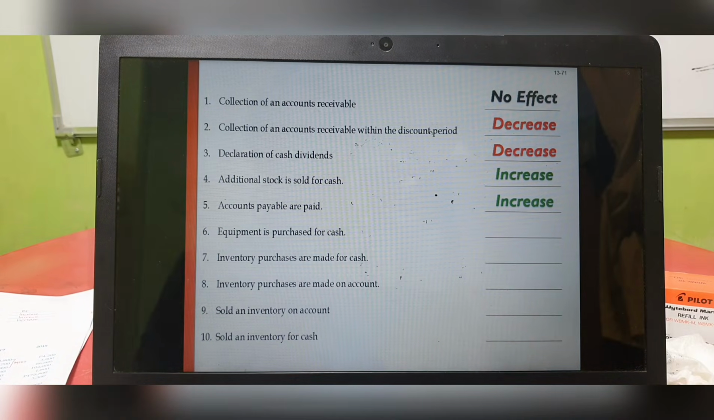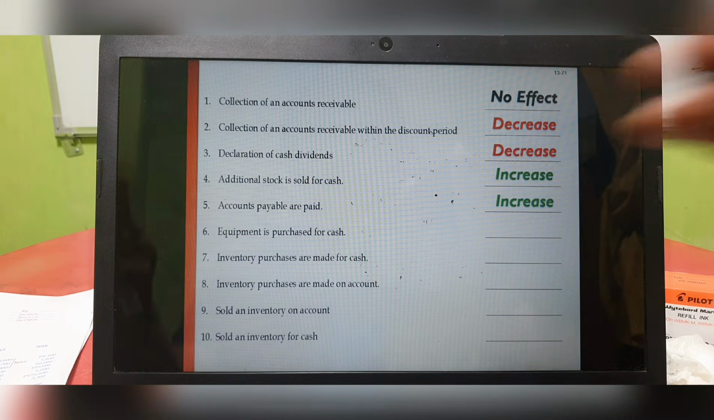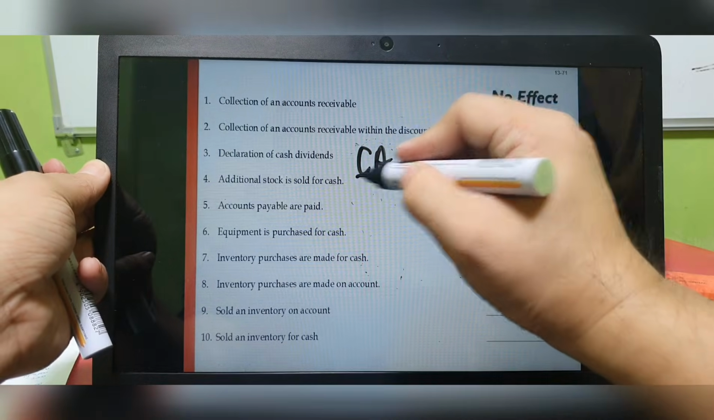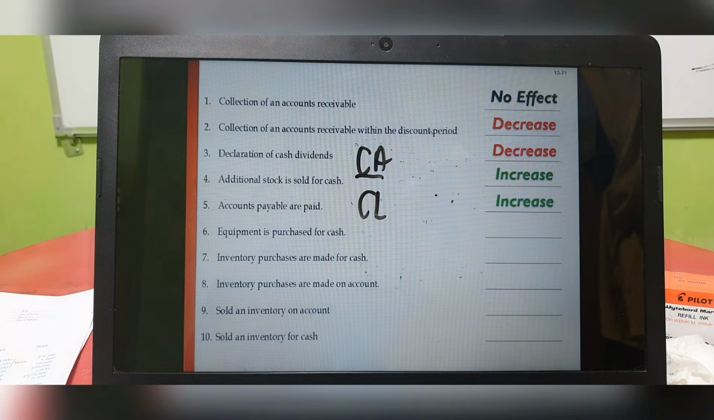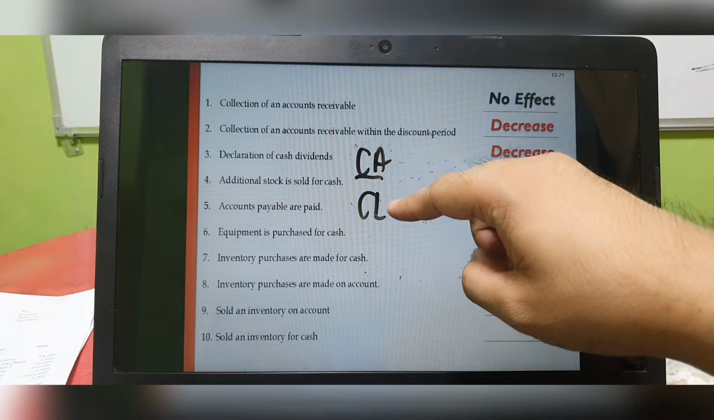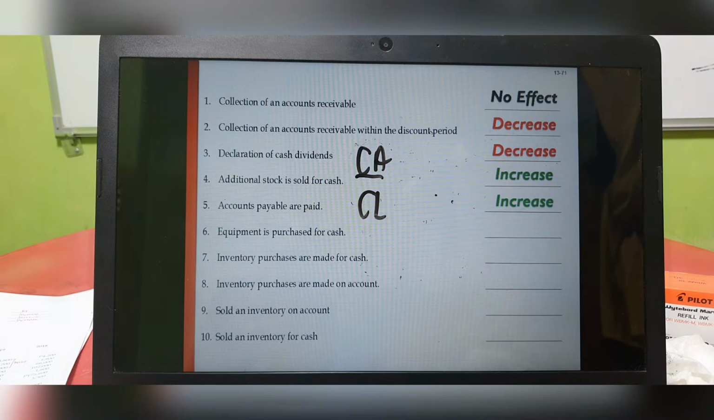Number 6. Equipment is purchased for cash. Equipment is a long-term or fixed asset, so it has nothing to do with current assets. But the purchase for cash means minus in cash. Does it involve current liabilities? No. So, going back to CA over CL, what happened to your cash? It decreased. CL, none. So what happened to your current ratio? Decrease.